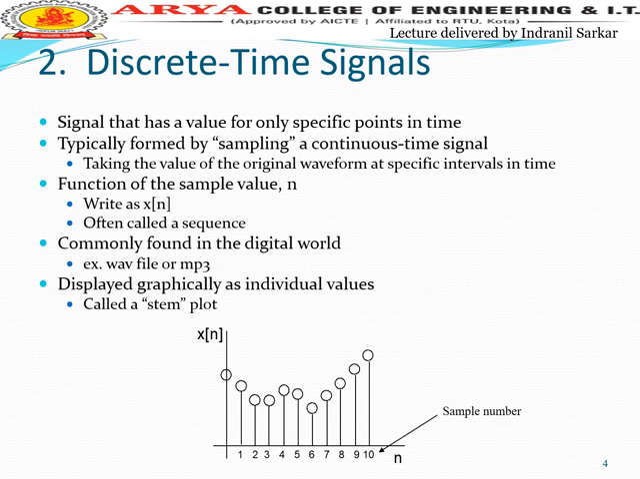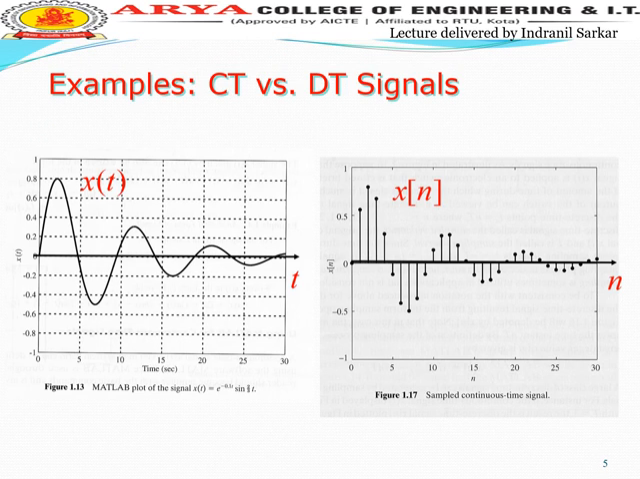Here in the horizontal axis we are taking the sequence n, and these are the sample numbers 1, 2, 3, 4, and the signal is represented in the vertical axis x[n]. Here are examples of a continuous time signal versus a discrete time signal. On the left side we see a continuous time signal x(t). At every point there is an output. And on the right side we see the sampled continuous time signal, which is represented as a sequence n, and the signal is x[n]. Here it is the sampled value.